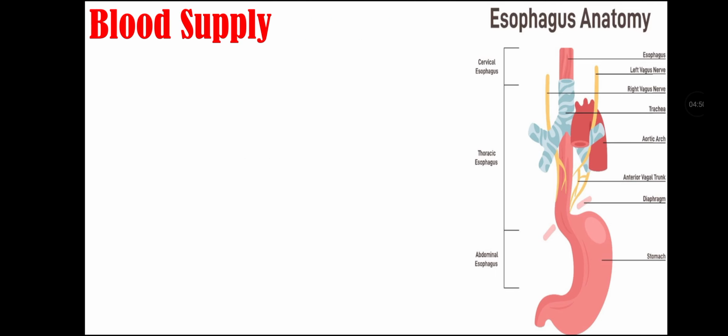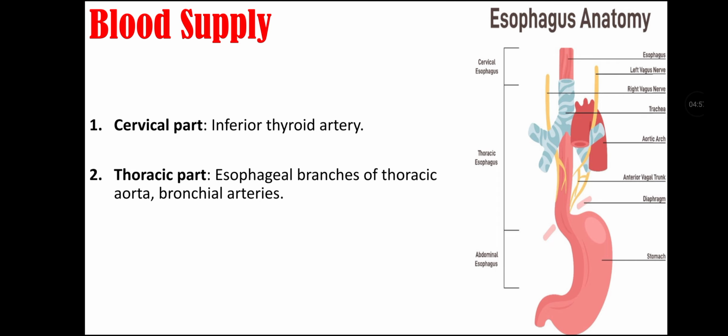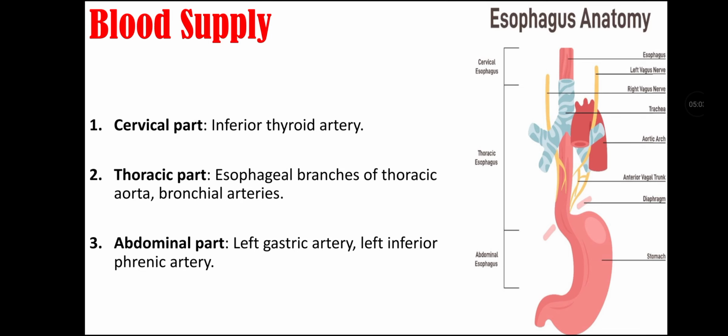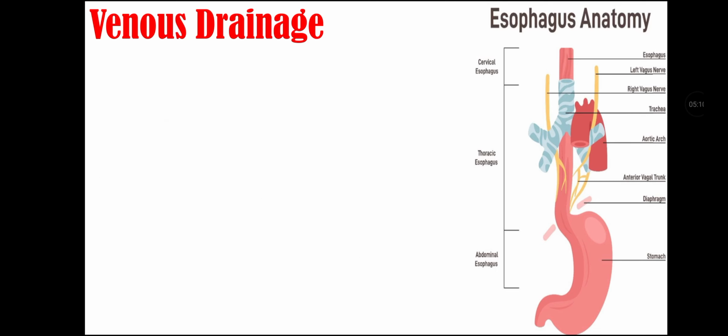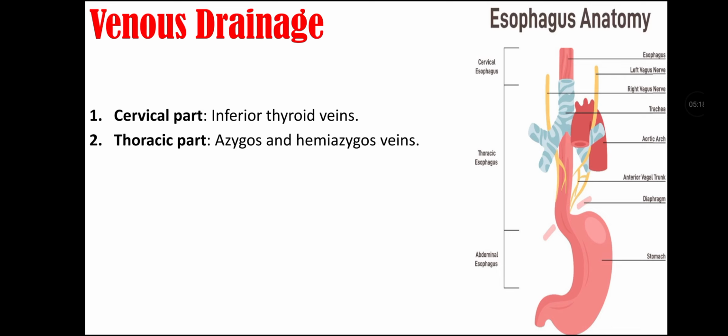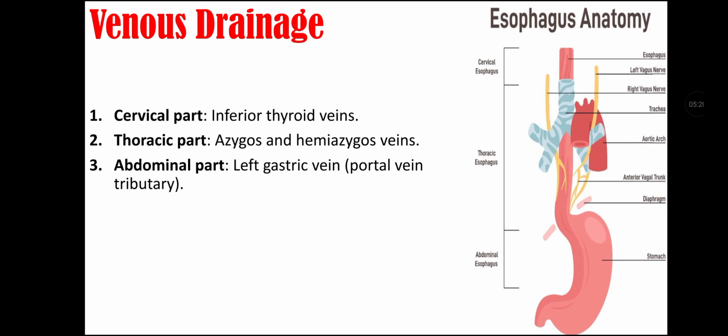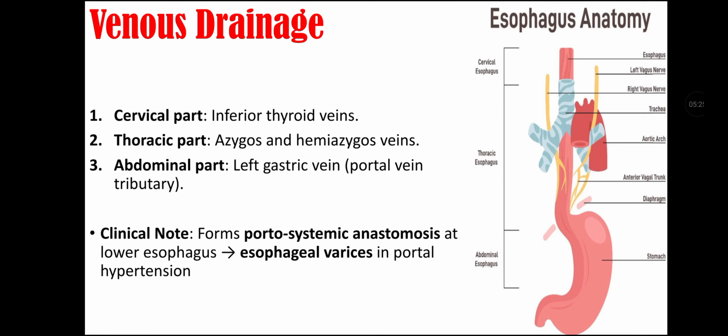Now let's talk about blood supply of esophagus. Cervical part of esophagus is supplied by inferior thyroid artery. Thoracic part of esophagus is supplied by esophageal branches of thoracic aorta and bronchial arteries, and abdominal part of esophagus is supplied by left gastric arteries and left inferior phrenic artery. Talking about venous drainage of esophagus, cervical part is drained into inferior thyroid vein, thoracic part is drained into azygous and hemizygous vein, and abdominal part is drained into left gastric vein, that is portal vein tributary.